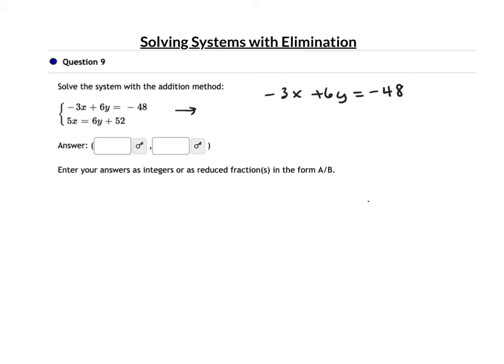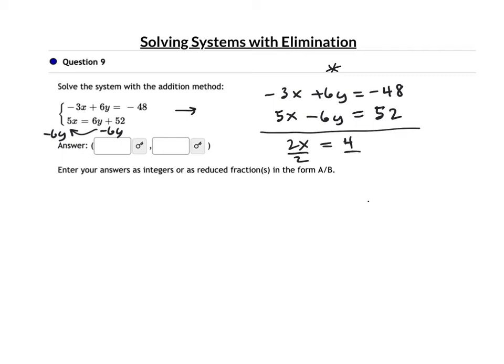So I'm going to line everything up, get the x's together there. So that'll be positive 5x, but I need to move the 6y over. So I have to subtract 6y from each side. So we get 5x minus 6y equals 52. Now this is nice because look, you already got a pair of opposites. So I can just add them up and I get 2x equals, and negative 48 plus 52 is positive 4. Now I'll divide by 2 and I get x equals 2.